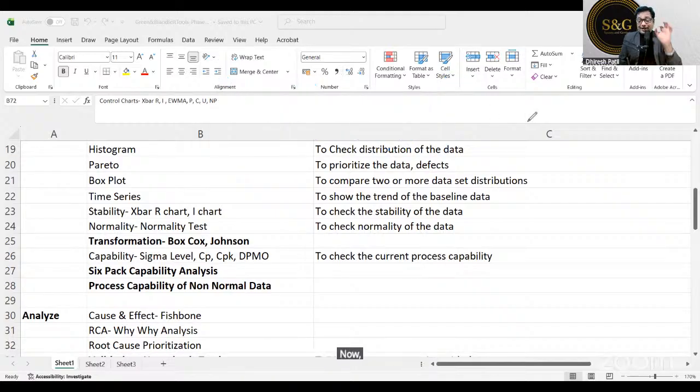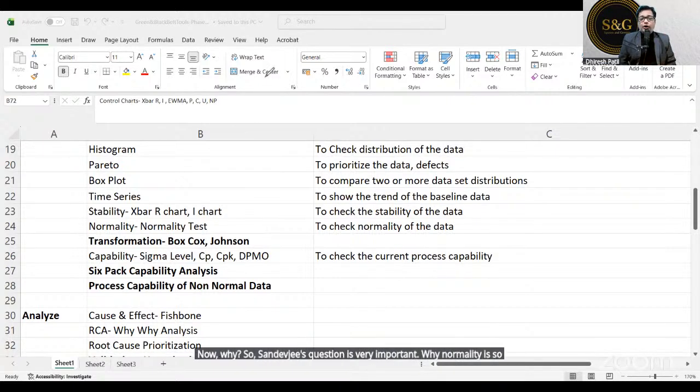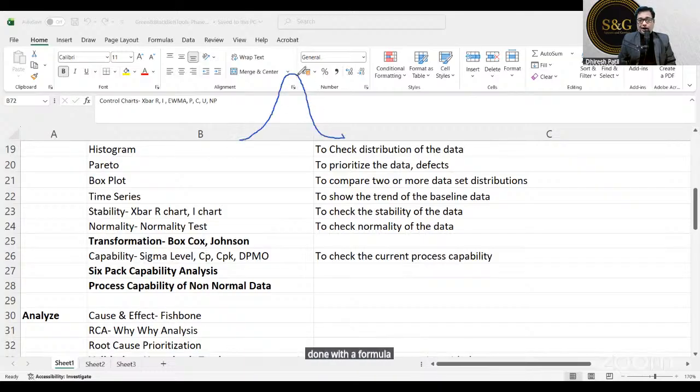Now Sandeep ji's question is very important. Why is normality so important? Because as I explained earlier, the underlying assumption is done with a formula called the area under the normal distribution curve.